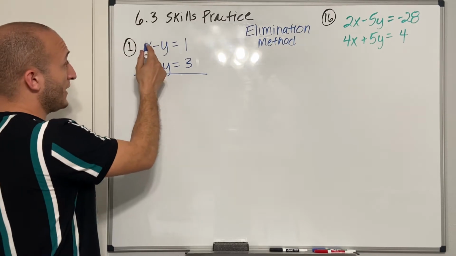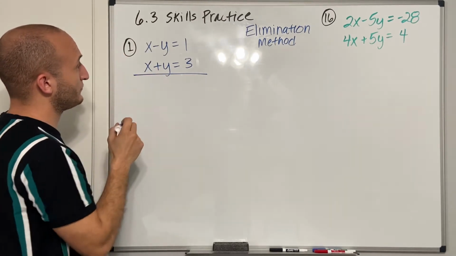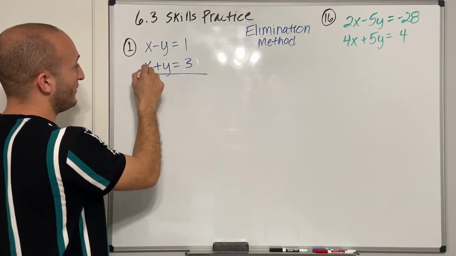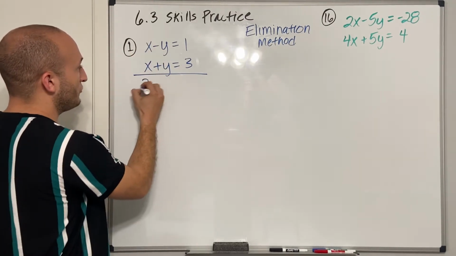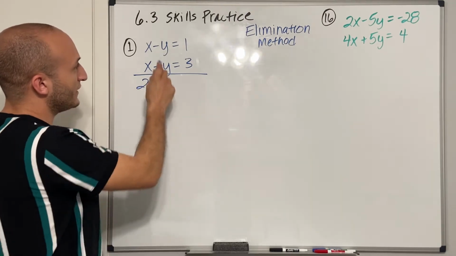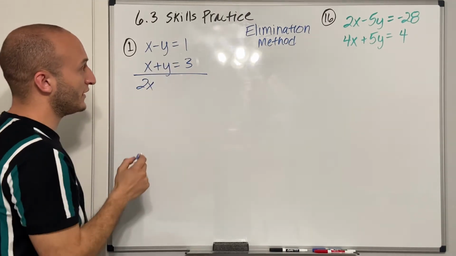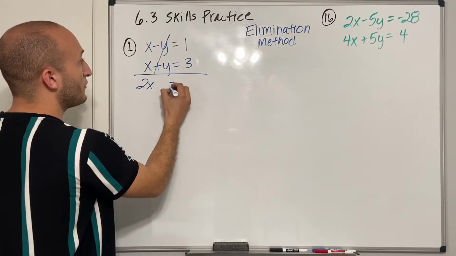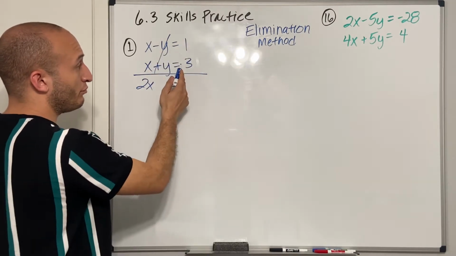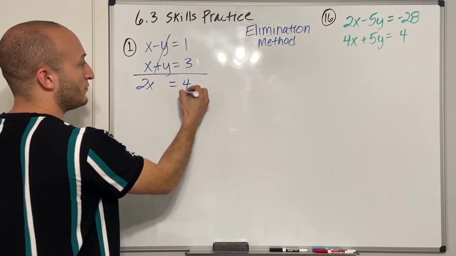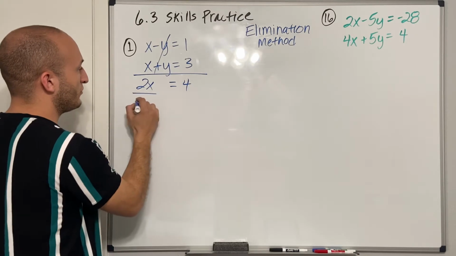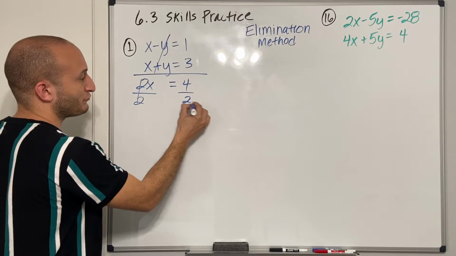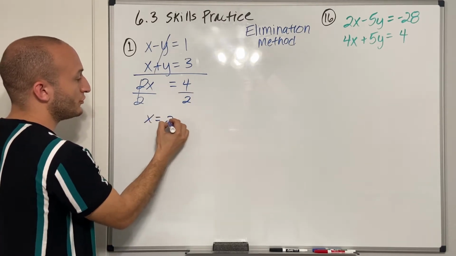So X plus X, right? I'm just adding these. X plus X, because both of these are positive X's, I get 2X. Now I have a negative Y plus a Y. That ends up being 0, okay? Then we have equals a positive 1, positive 3, that is a 4. Divide here by 2 to get rid of that 2. And I'm left with X equals 2.